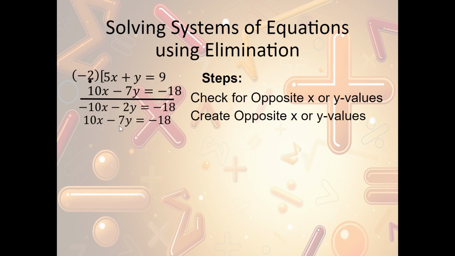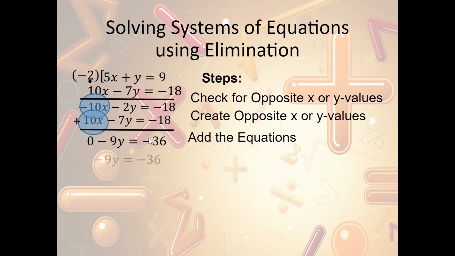So I have 10x minus 7y is equal to negative 18. And now I have opposite x values, so I can go ahead and add the equations. These will cancel out. I'm left with negative 2y plus negative 7y is negative 9y, and negative 18 plus negative 18 is negative 36.